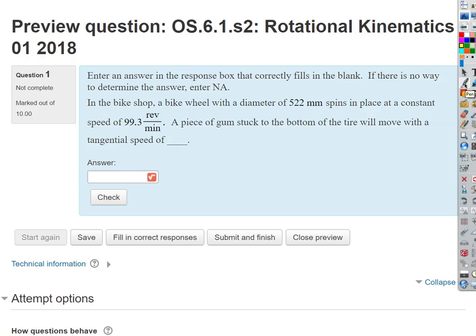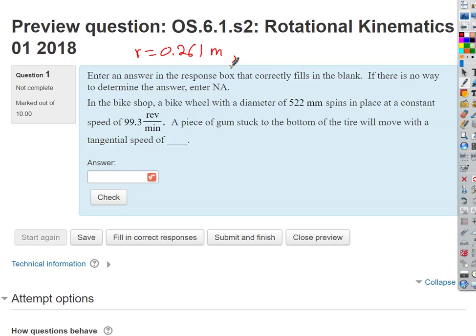Now look, if it's spinning in place at a constant angular speed, we're not gonna have any angular acceleration, right? But we do have an R, don't we? What's half of 522? 261, and those are millimeters. What units do we want that to be in? Meters. So what's our radius gonna be in meters? 0.261. Okay, good. So we get R equals 0.261 meters.